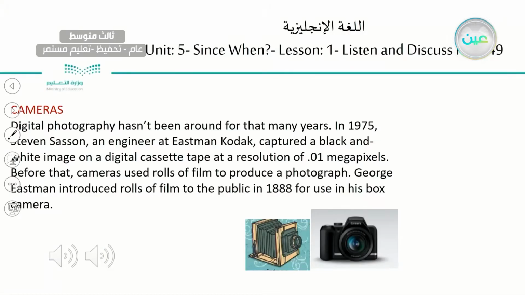So we have also here the paragraph which is about cameras, the old ones and the new ones. Let's listen to the text together. Cameras. Digital photography hasn't been around for that many years. In 1975, Stephen Sasson, an engineer at Eastman Kodak, captured a black and white image on a digital cassette tape at a resolution of 0.01 megapixels. Before that, cameras used rolls of film to produce a photograph. George Eastman introduced rolls of film to the public in 1888 for use in his box camera.